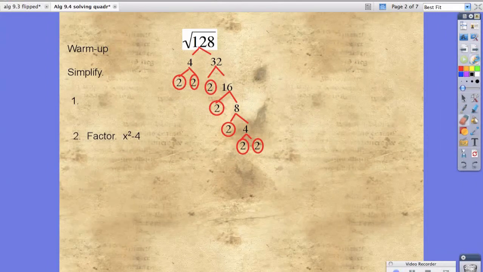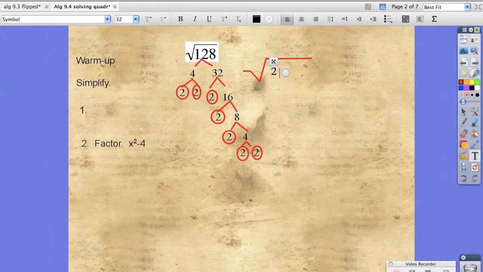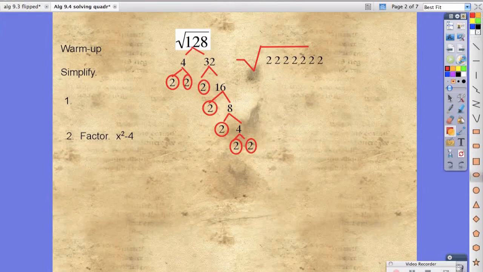So here we have the square root. We have the square root of 1, 2, 3, 4, 5, 6, 7, 7 2's. So 2 times 2 times 2 times 2 times 2 times 2, 7 times. Now what we're going to do is go through and circle the pairs that we have. So here's a pair, here's a pair, and there's a pair.